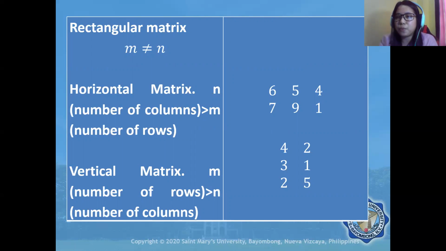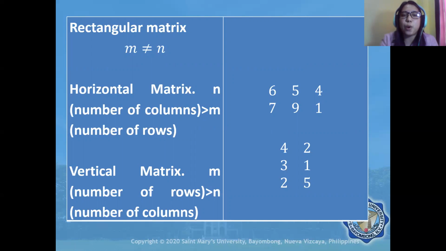That is, of course, if the number of columns is different from the number of rows, or rather the number of rows is different from the number of columns. So we have m is not equal to n. Now we have some special rectangular matrices.